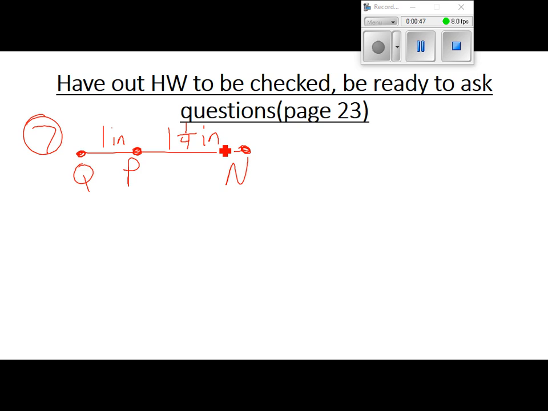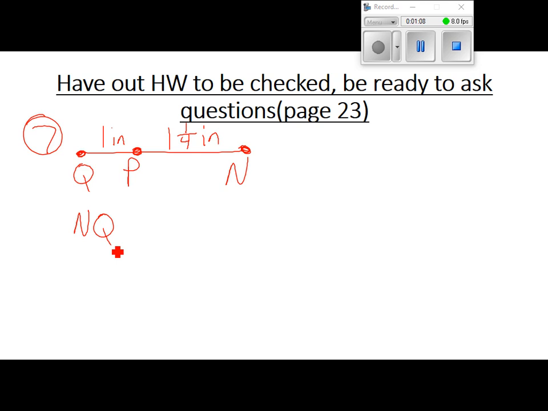Number seven. Problem number seven. They give us a picture. It looks like this. Give me just a second to draw this picture. And they want us to find... Somebody help me out. What's this say? Give me a little more. One more word. Segment in Q. That part's correct.